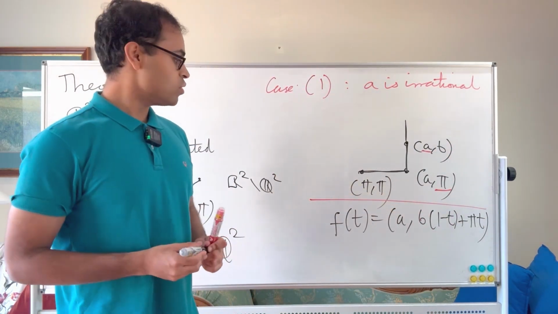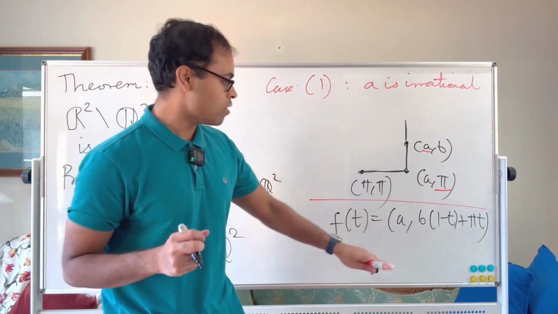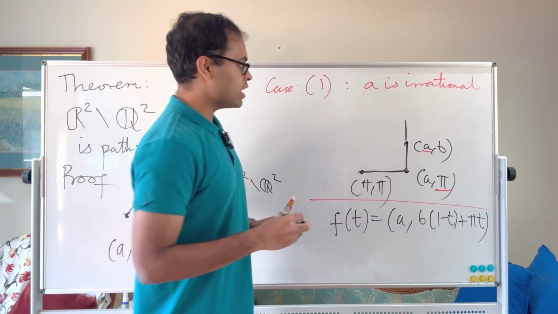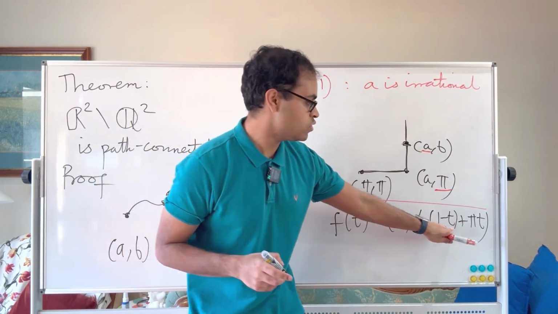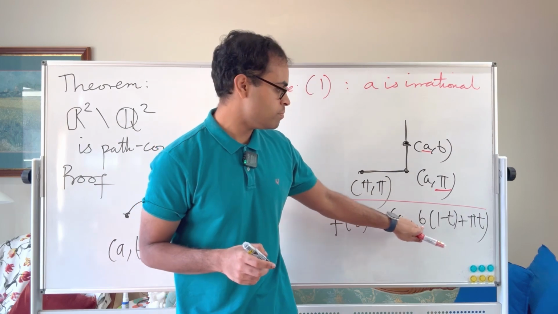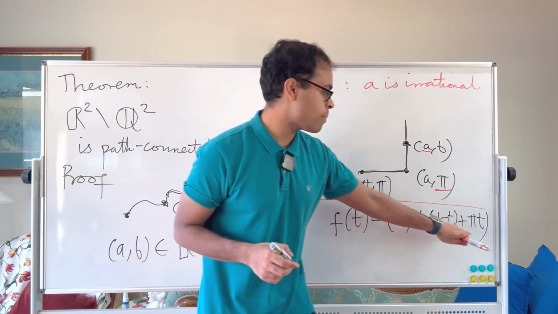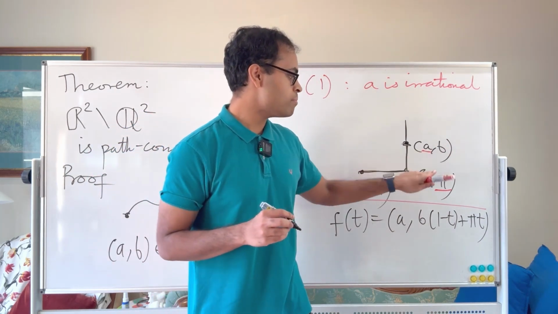Now why have I chosen this? Well, notice that f(0) at time t equals 0, we're going to get b plus π times 0. We're just going to get (a, b) at time t equals 0. Then at time t equals 1, f(1) is going to be b times 0 and π times 1, so it's going to become (a, π). So this is the path that successfully connects (a, b) to (a, π).